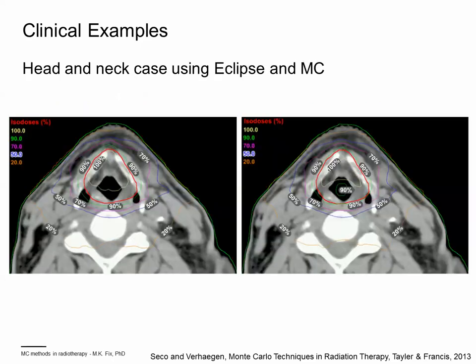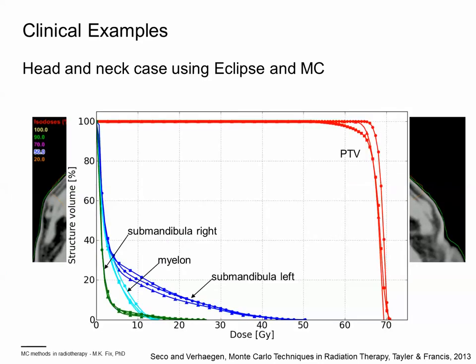The second example is a head and neck case, which illustrates a less dramatic change between pencil beam on the left and Monte Carlo on the right. The corresponding DVHs also include the AAA calculations. The coverage decreased from pencil beam to AAA to Monte Carlo using the same monitor units.